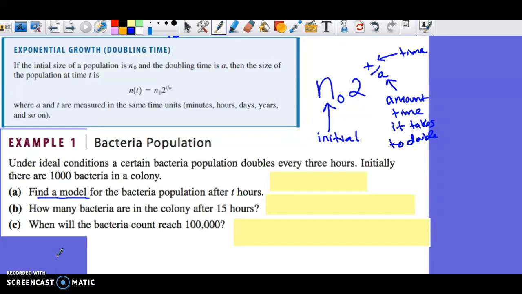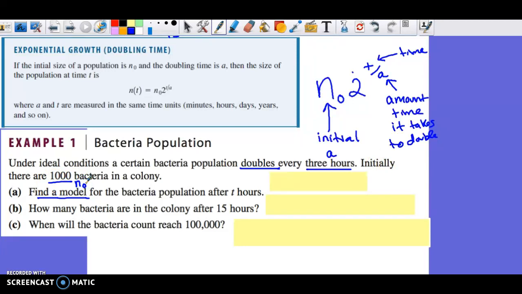So I'm going to go through this problem and pick out the important details. For example, it says that it doubles, which tells me that I'm going to use this formula. It doubles every 3 hours. That's the amount of time it takes to double, so that's my A. And initially, there are 1,000 bacteria, so that's my n sub 0.